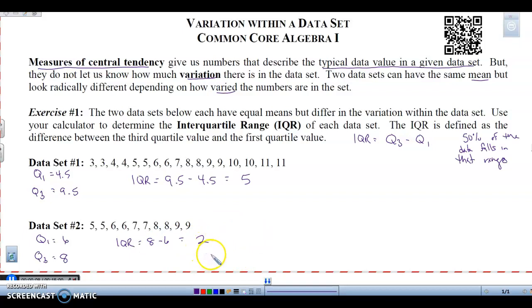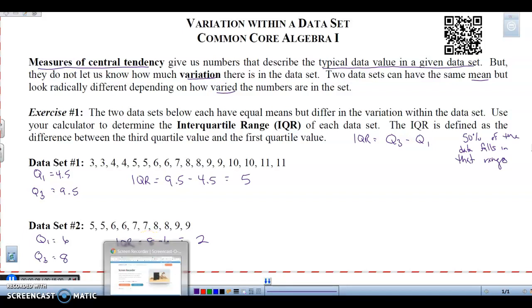So which one is more spread out? This data is more spread out because the IQR shows that the data is within 5 points of each other, but this one's only within 2 points of each other. So that tells us the spread of the data. So that is an example of IQR.